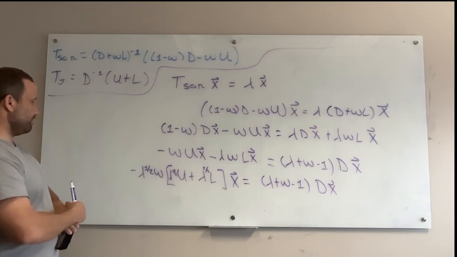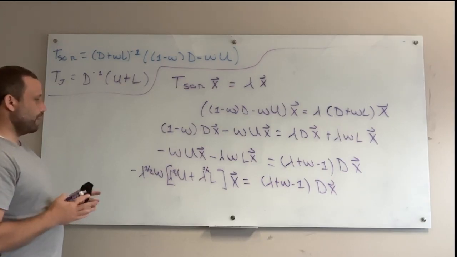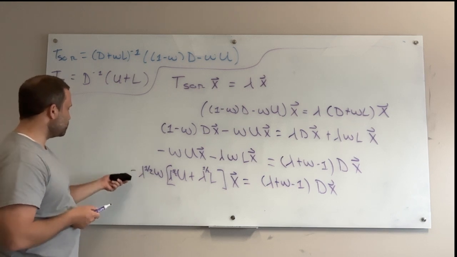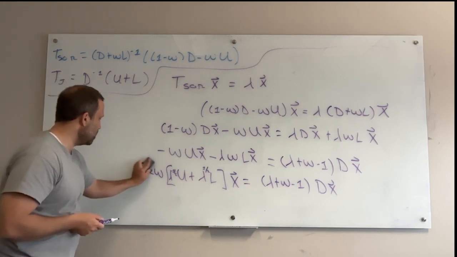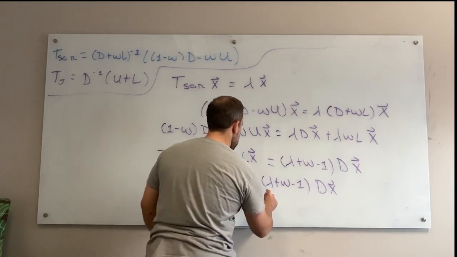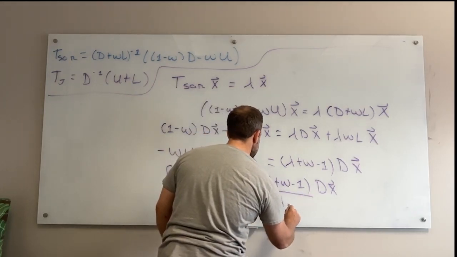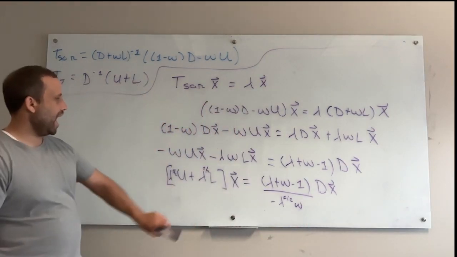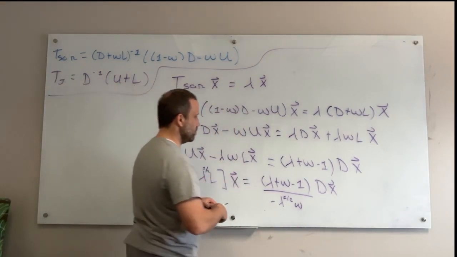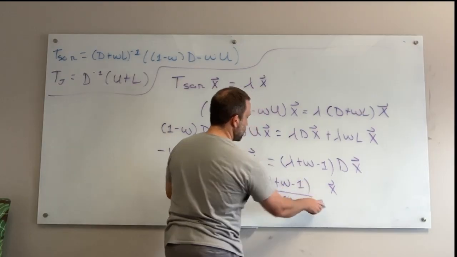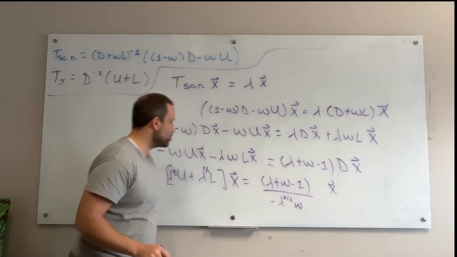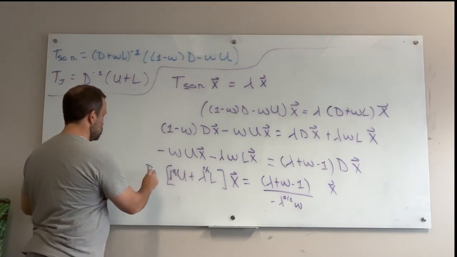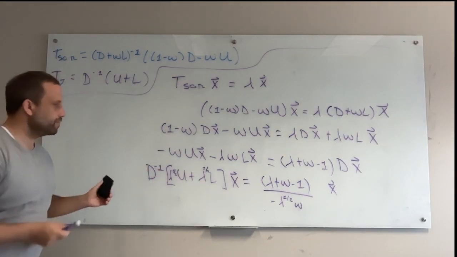1/2 there. Now, I want to try to get something that looks like an eigenvalue eigenvector equation. So I'm going to divide both sides by minus lambda to the 1/2 times omega. And over here, we're going to have this divided by minus lambda to the 1/2 omega. Now I'm going to multiply both sides by d inverse. Since this is a scalar, matrix vector multiplication commutes with it. So I'm going to multiply on the left by d inverse. And this is what we have here.